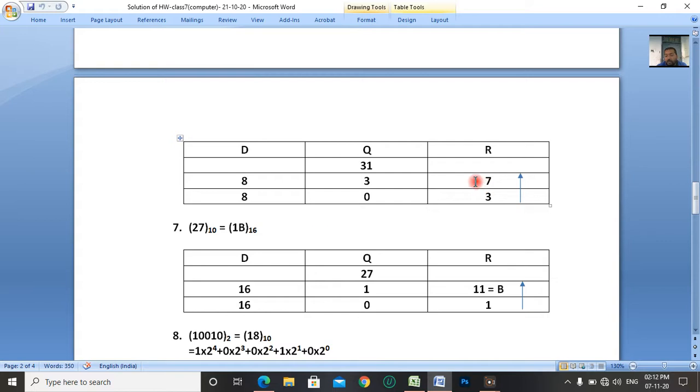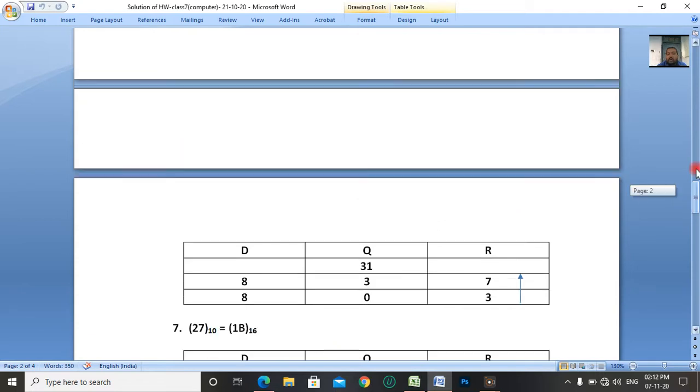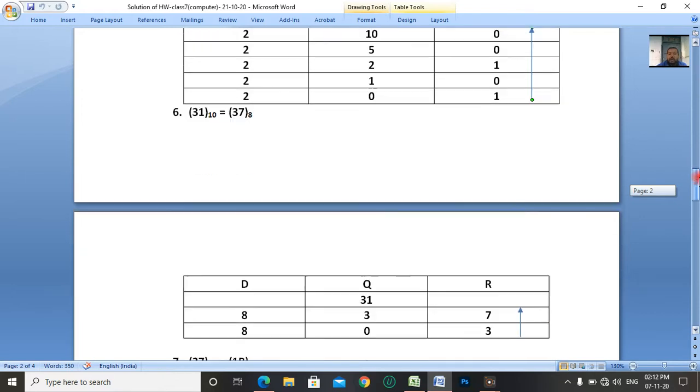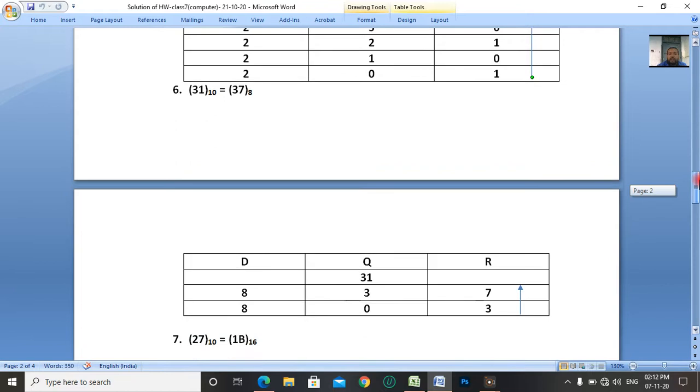The remainder will be 7. Now again when we divide 3 by 8, we put 0, and this 3 goes as our remainder here. If the number is not divisible, we already know we have to put 0 in its place. And now see here 7 and 3: when this 31 is converted into an octal number, the value that comes is 37.